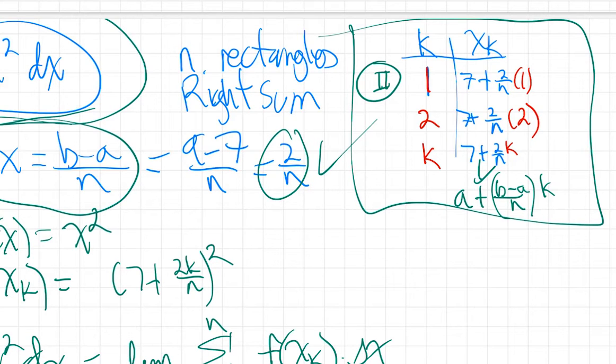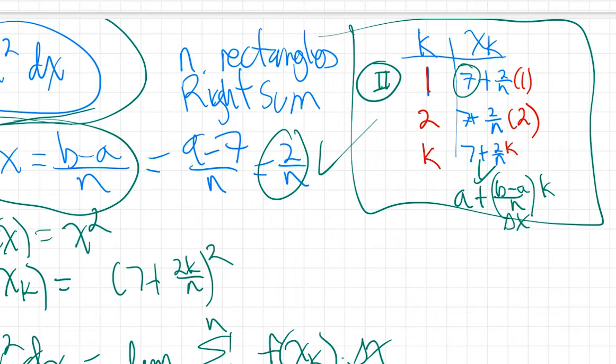Times by k. And what is that? This is delta x, right? So we just keep advancing to the right by delta x. Advance to the right by delta x, measure the area. Advance to the right by delta x, measure the area. So there's your a value.